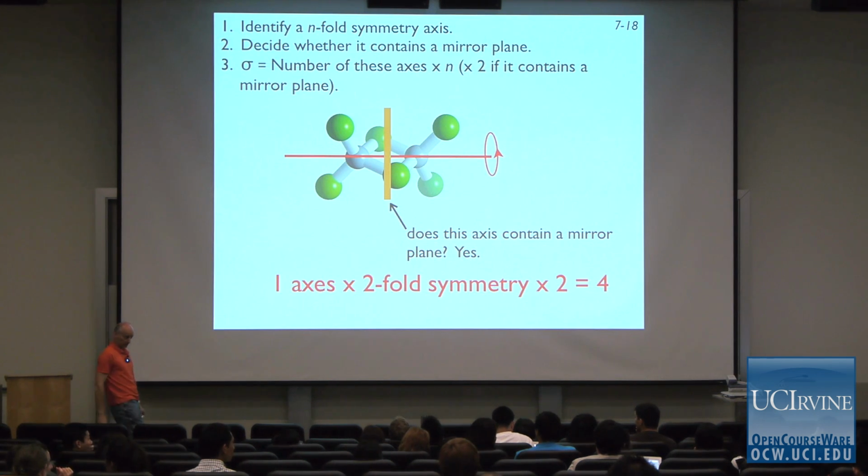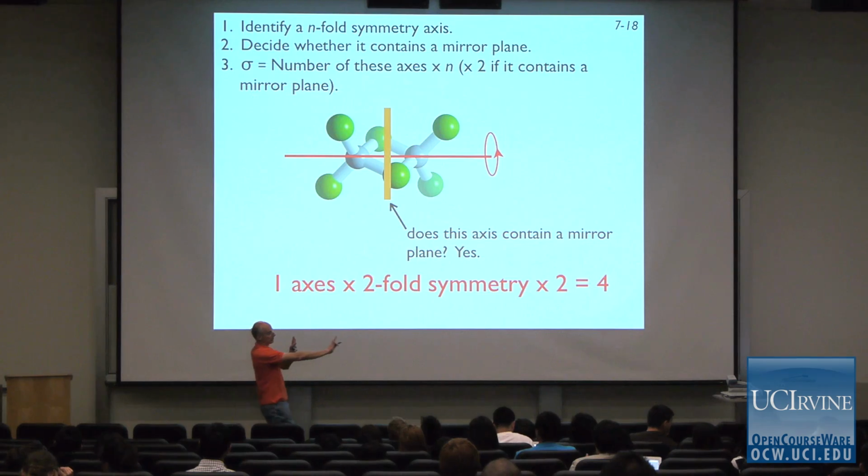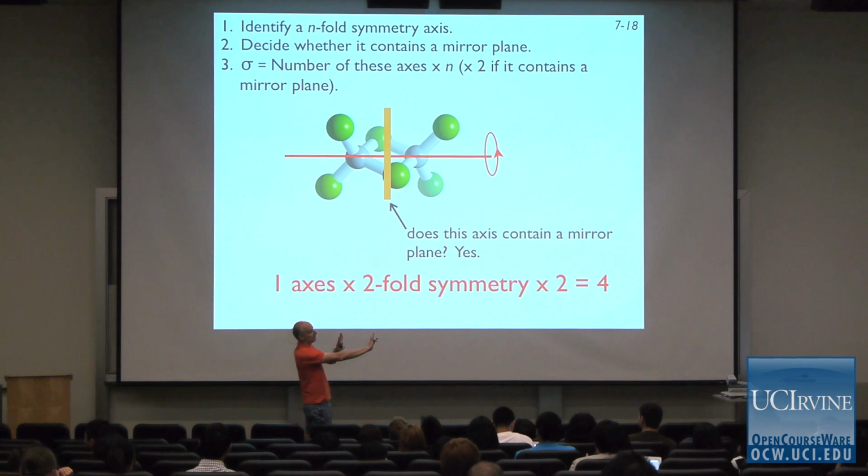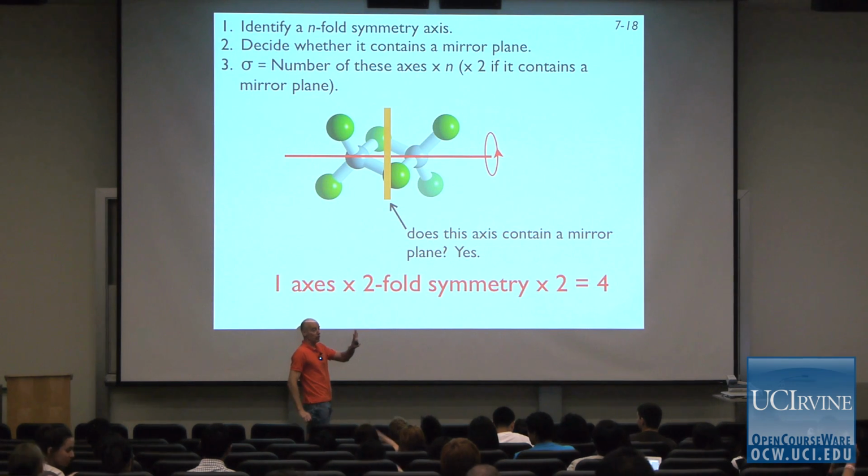Yes? So if you have more than one mirror plane on the axis, you still multiply it by 2? There couldn't be more than one mirror plane. That's impossible. That's like some kind of fun house. 2 mirror planes? No. You can have at most 1. But you might have none.